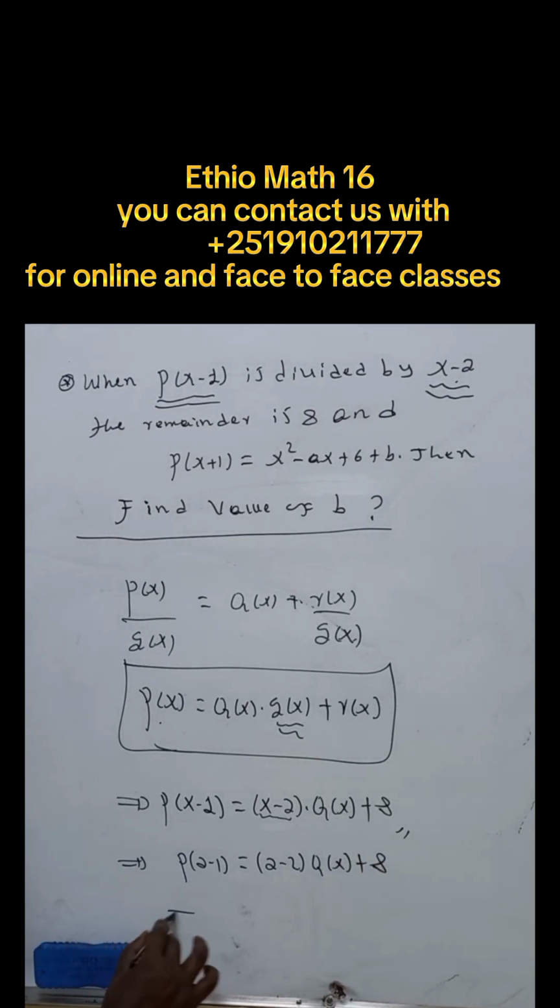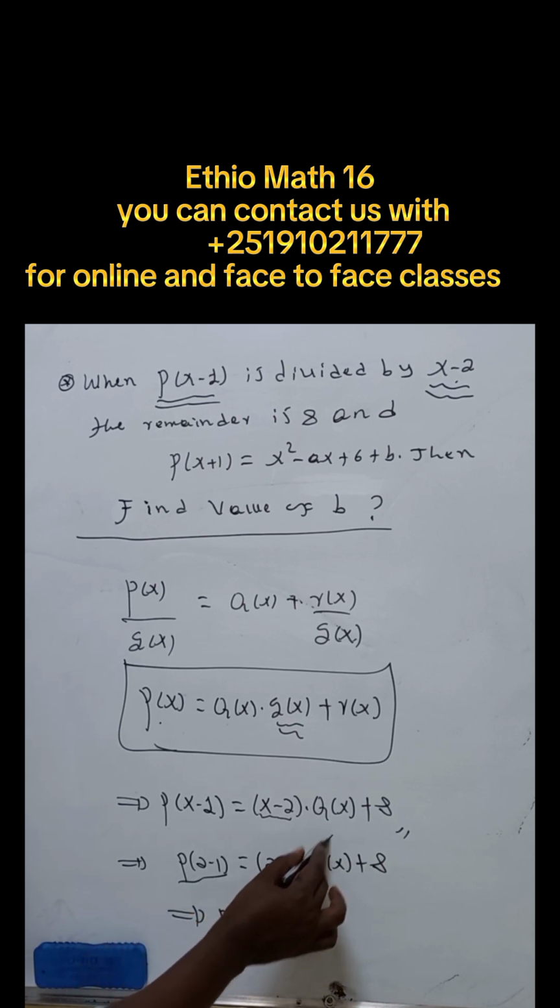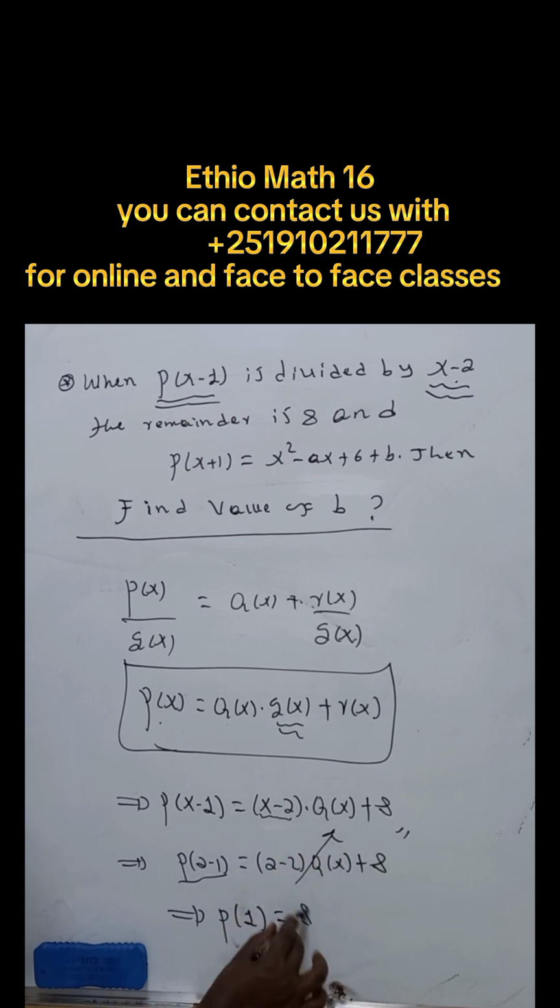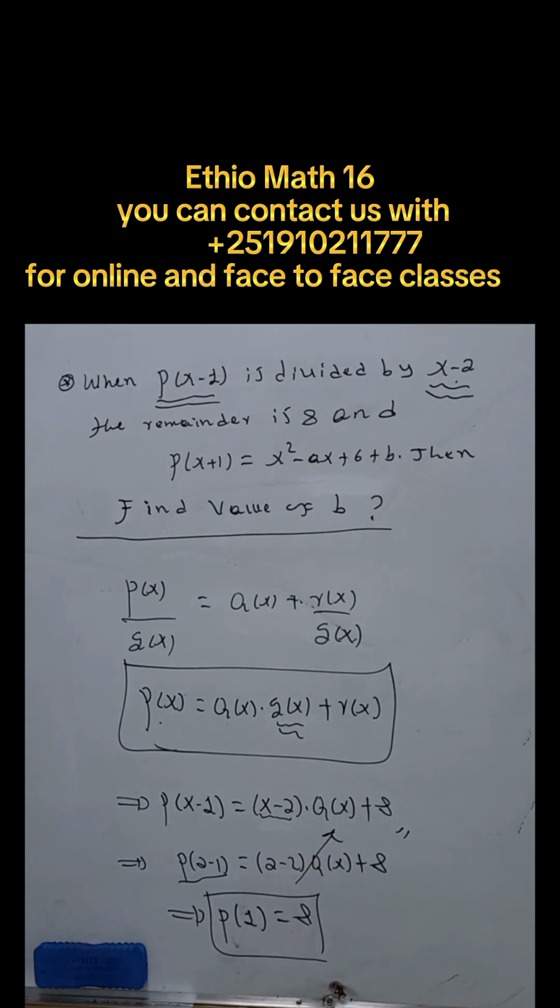And now this implies that p of 1 will be what? Because the difference here is 1 and this term is absolutely 0, it is given by 8. You see? That means when we plug 1 directly into the polynomial function p of x, our remainder is going to be 8. But what do we have here?